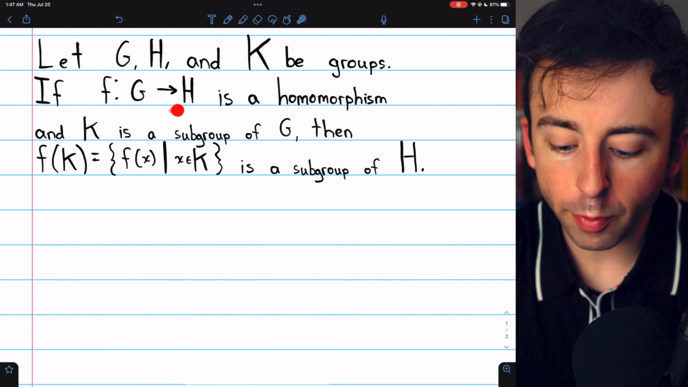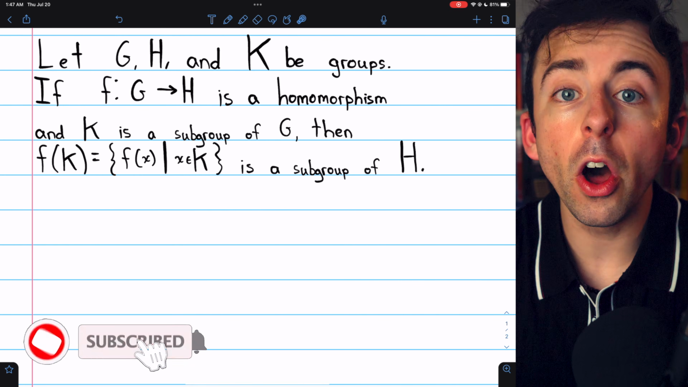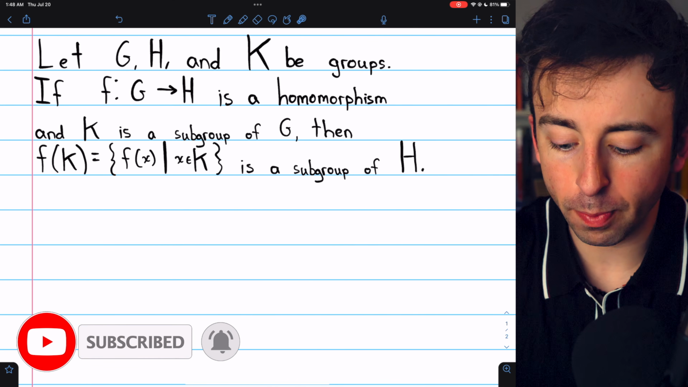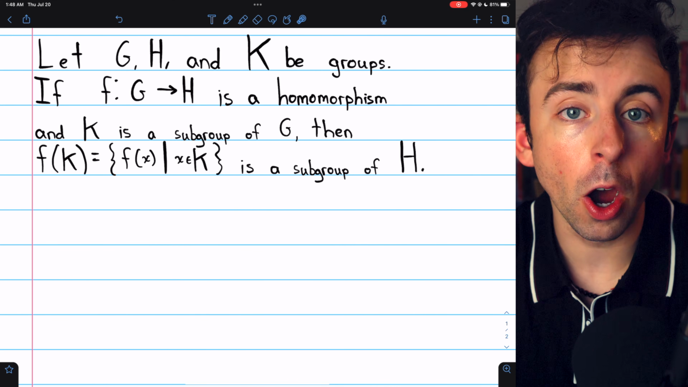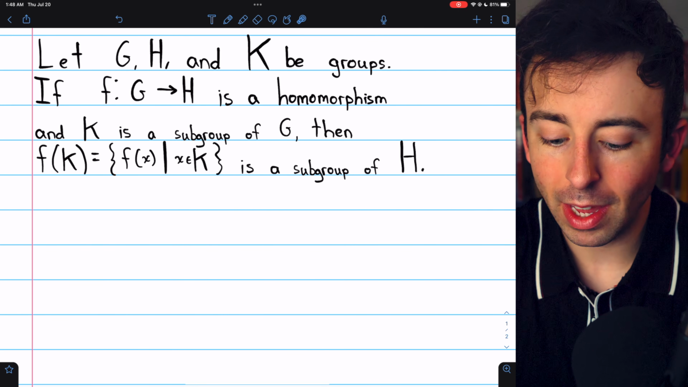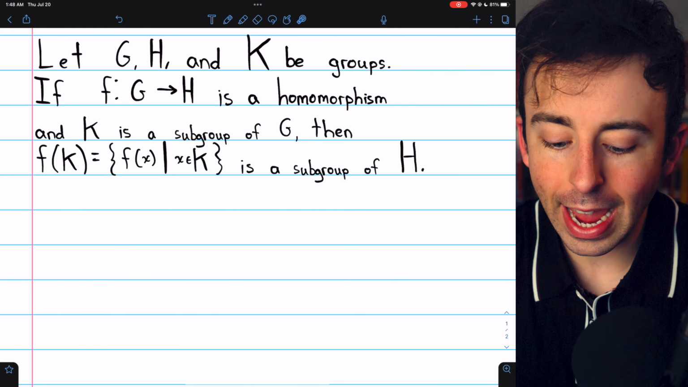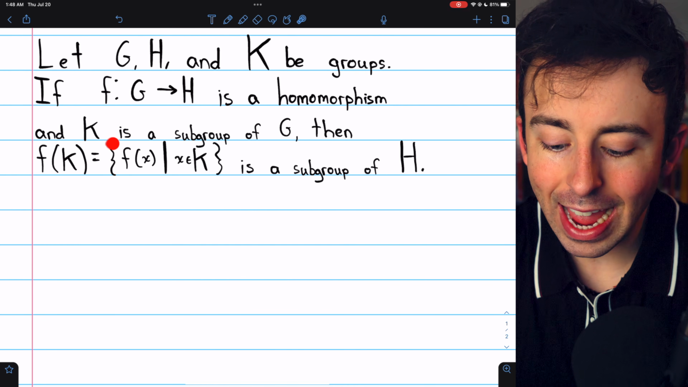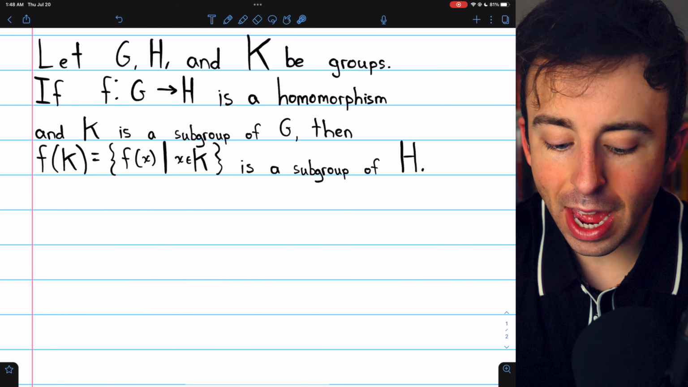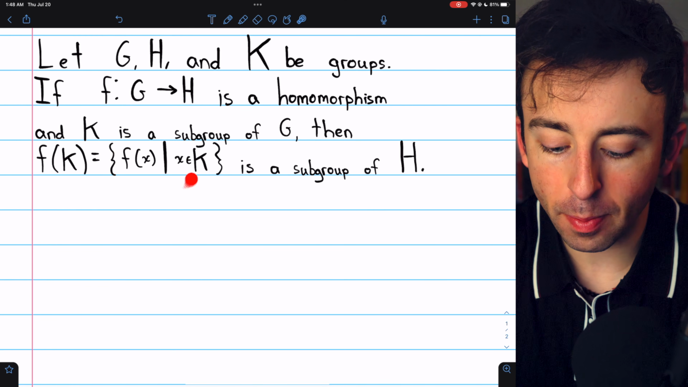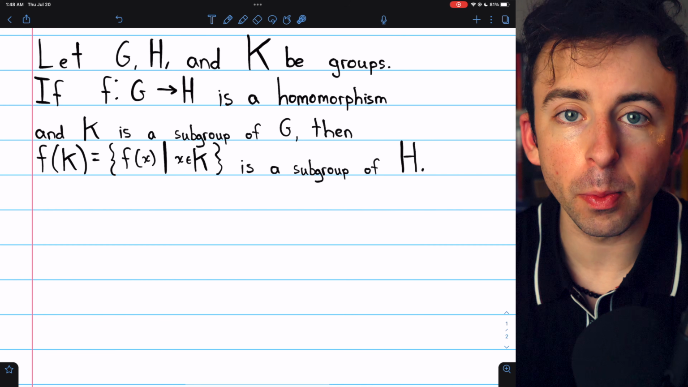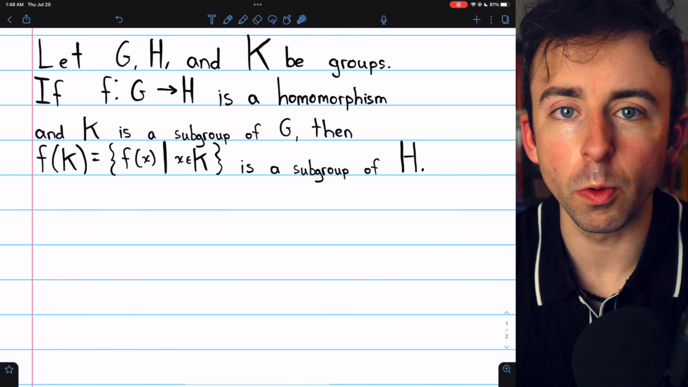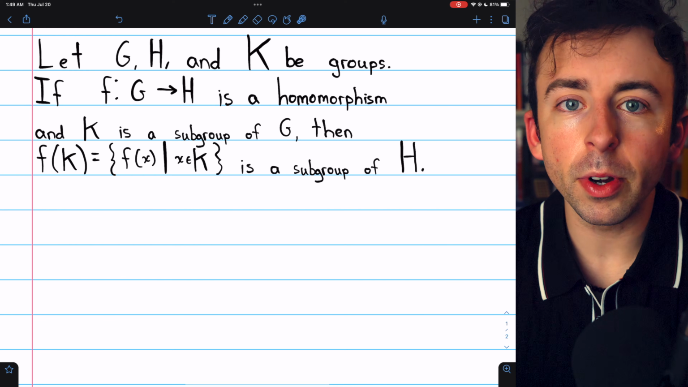If we have a homomorphism between two groups, the homomorphic image of a subgroup of the domain group is a subgroup of the codomain group. More formally, if G, H, and K are groups, and f from G to H is a homomorphism, and K is a subgroup of G, then the range of this subgroup K under the homomorphism f is going to be a subgroup of the codomain group H. This is a basic property of homomorphisms.